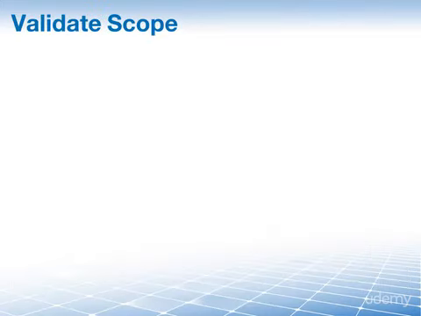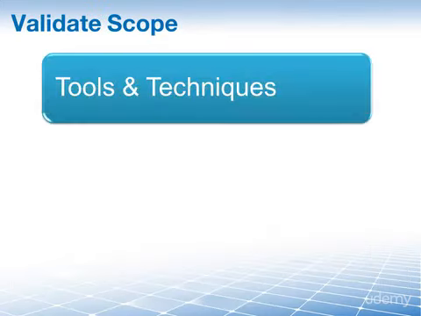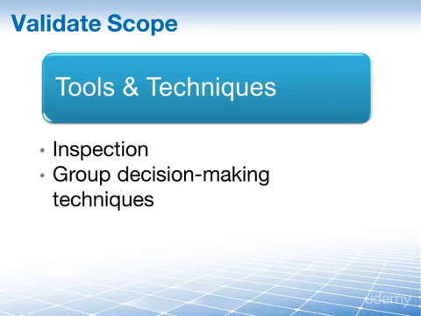Let's get to it. Here's a quick overview of the tools and techniques of this process. If you remember from part 1, I said our main goal is on validating scope and looking at the scope, and really 2 tools and techniques are sufficient to do that. The 2 tools and techniques that are sufficient to do that are inspection as well as group decision-making techniques. Need more detail? All right, here we go.